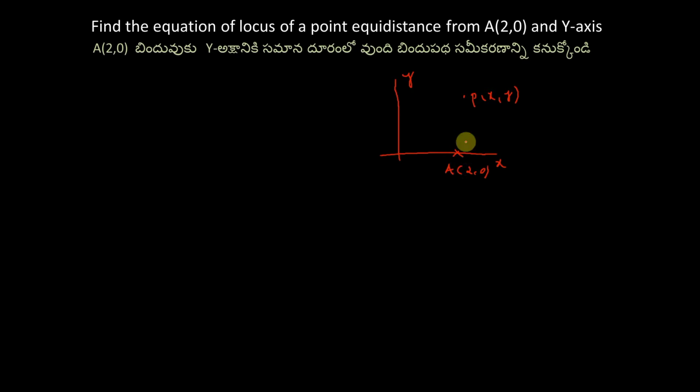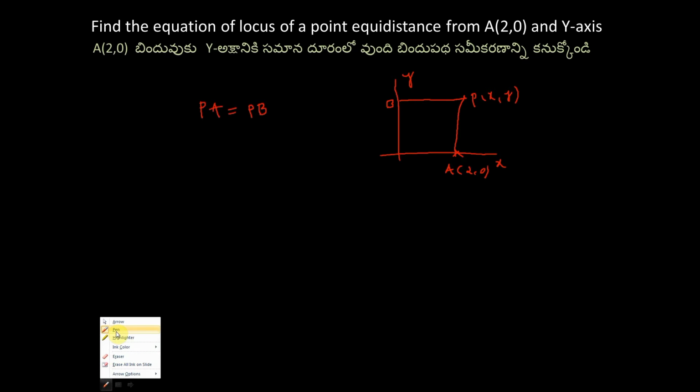Now equidistant from P to A. This is P to A. This must be equal to P to the y axis. So if I take this point as B, the given condition is PA must be equal to PB. To solve that particular problem, draw one perpendicular from P to the x axis.